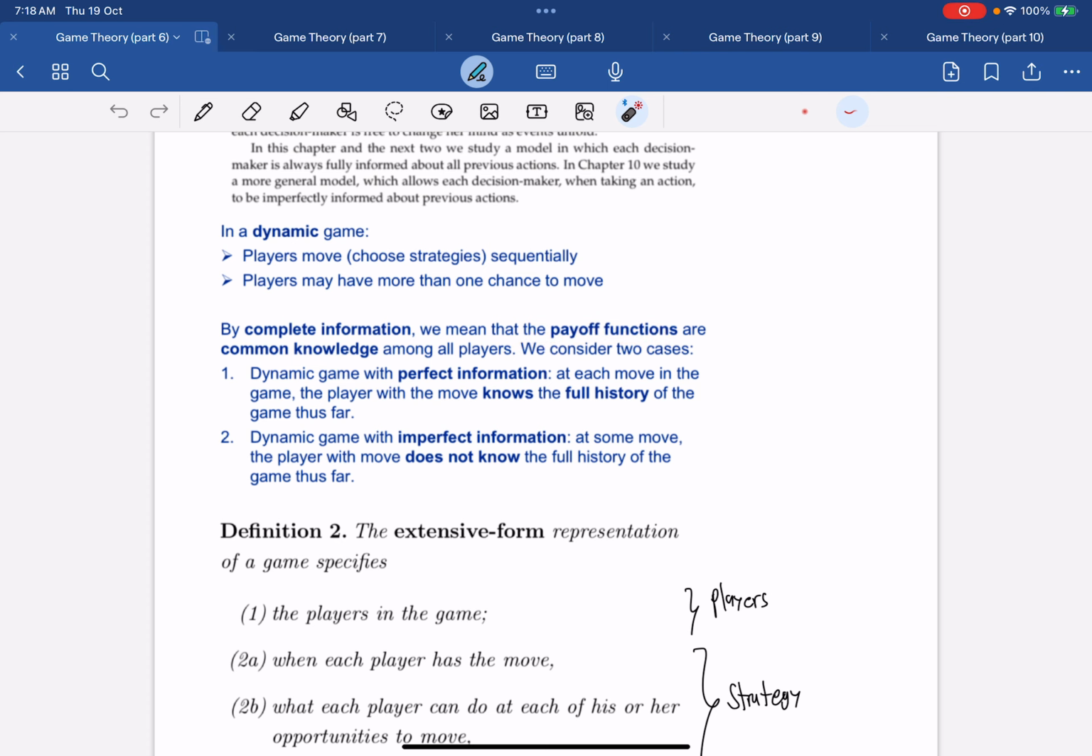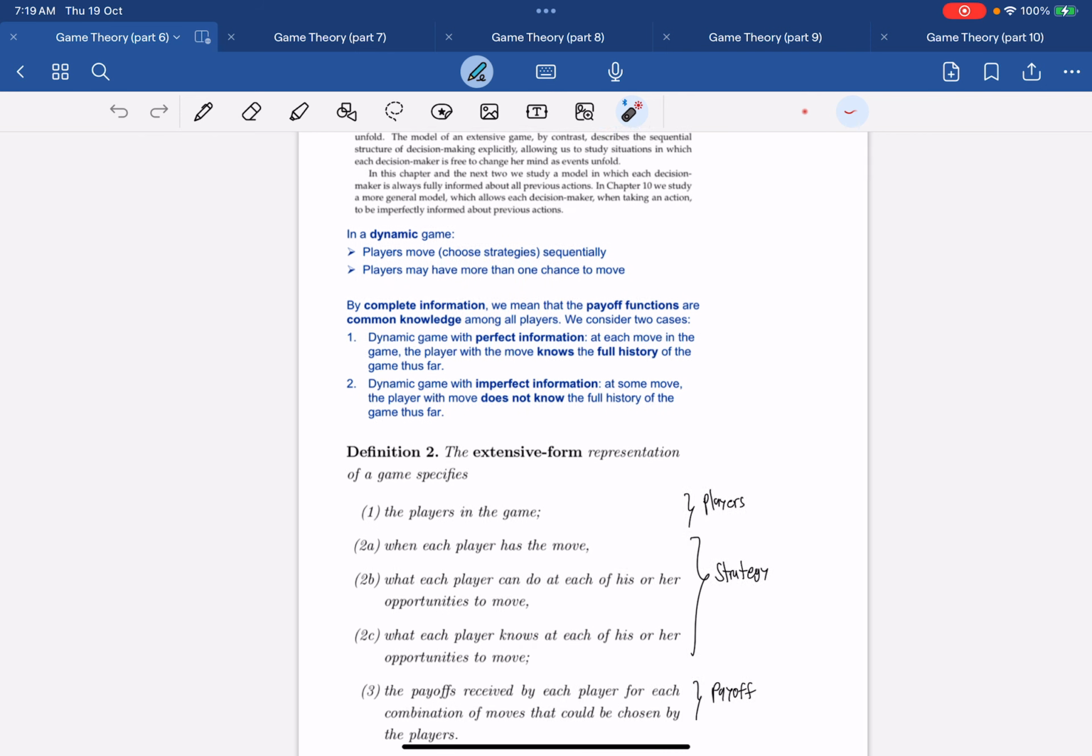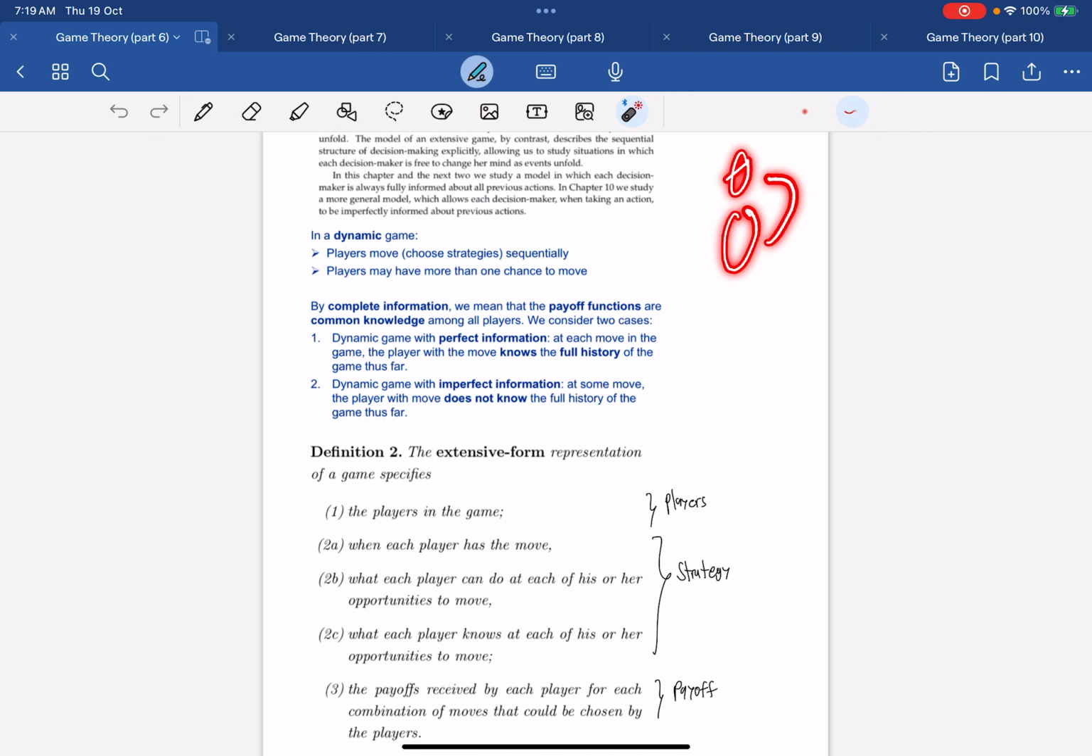Under these dynamic games, we can further split into dynamic games with perfect information or imperfect information. This is not to be confused with complete information, and the definition of complete information is that everyone's payoff function is known. But because it is a sequential game, there is a history behind the game. Player 1 moves, player 2 sees player 1's move or not, and makes his choice. That is known as perfect information, so every player knows the full history of the game. And for imperfect information, you do not know the full history.